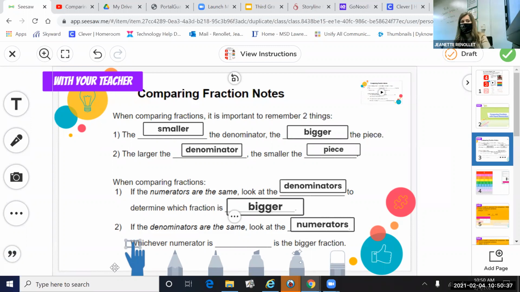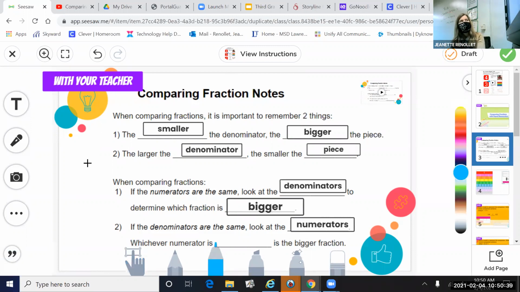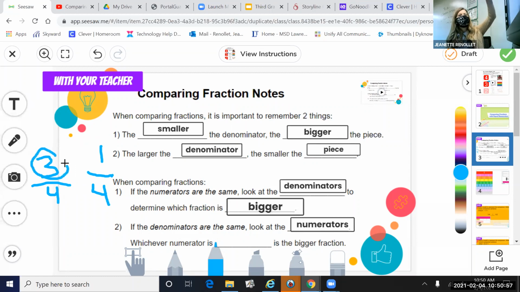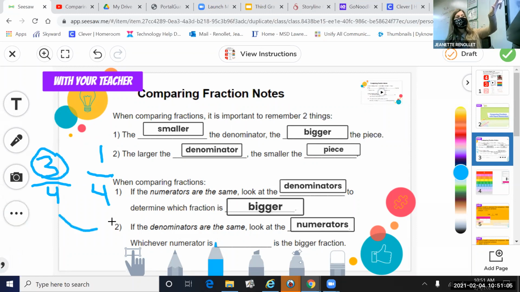If we are comparing, let me show an example. If we're comparing 3/4 and 1/4, when the denominators are the same, look at the numerators. So the one that's 3 is higher. Yeah, whichever numerator is higher, greater, bigger, is the bigger fraction. That's when the denominators are the same, right?